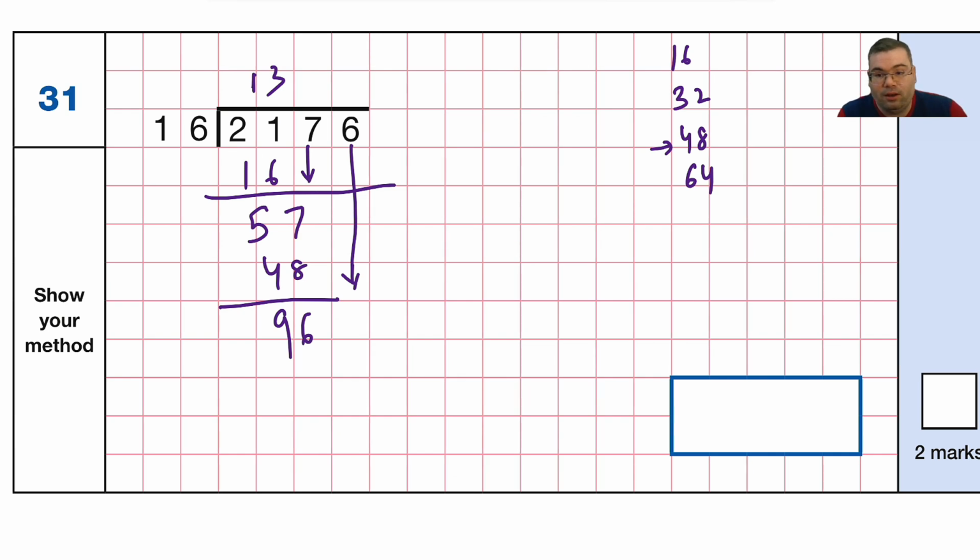So we need to see further. So times tables, let's just continue. 64 plus 16 is 80, and 80 plus 16 is 96. So this is 1, 2, 3, 4, 5, 6, 6 times table. So this becomes 6 here. So this is 96. So this is 0. So the answer is 136, right?